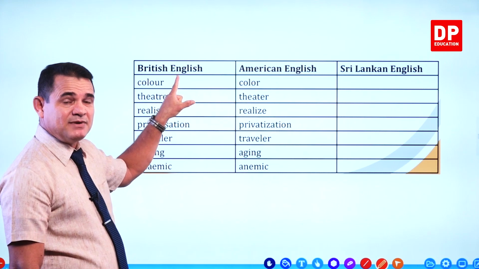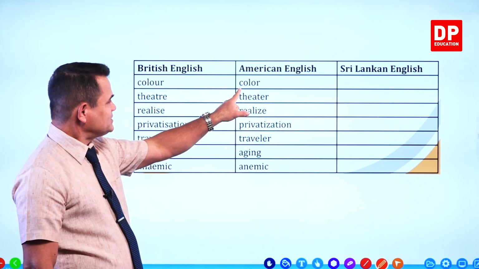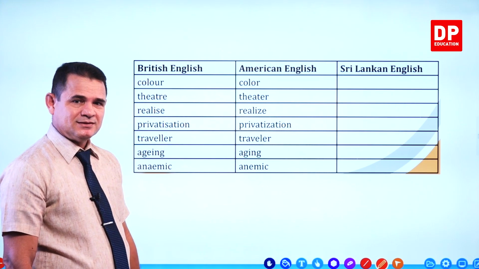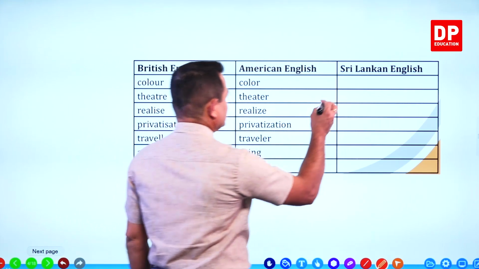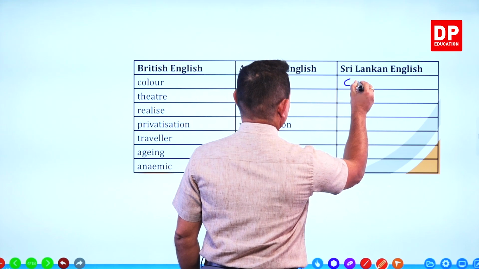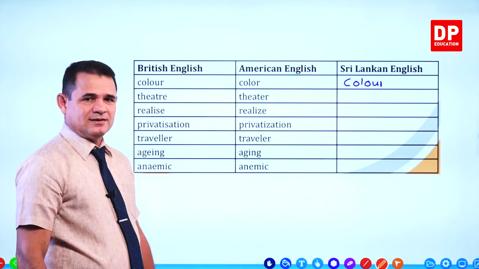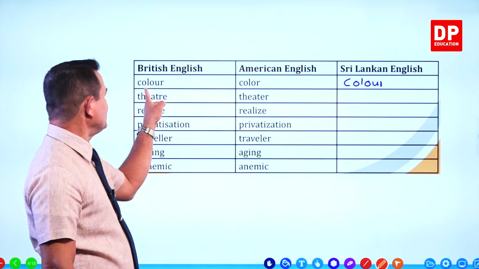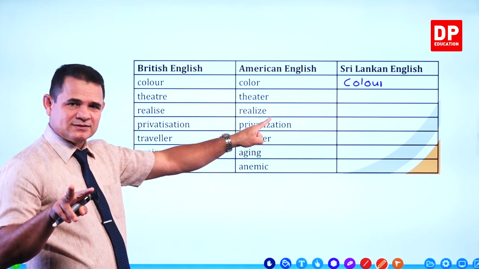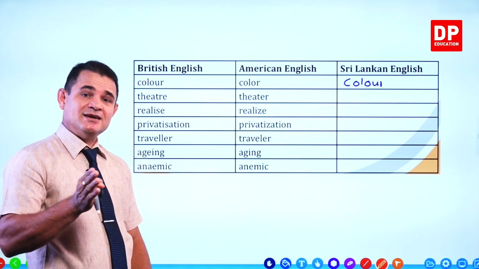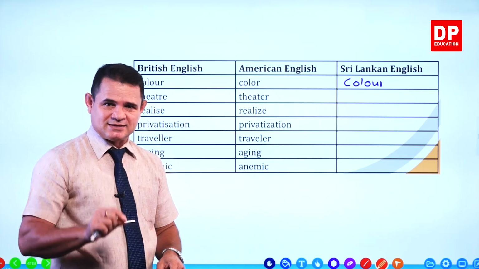COLOUR, that is the British way. British English. American English, COLOR. Then what do we use? Our accepted way is the British one, COLOUR. See the spelling, there's a little difference. COLOU is there, but here U is not there. So that is spelling differences between American English and British English. Well, American English වලයි British English වලයි spelling තියෙන වෙනස්කම්.